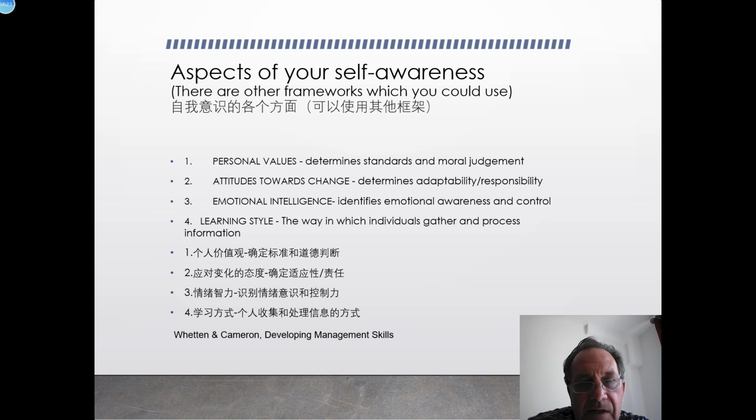Second area is relating to your attitude to change, how adaptable you are, how flexible you are in certain situations, and how that has an impact on how you approach things. Third area is to do with your emotional intelligence, looking at how you're emotionally aware and in control of matters, both for yourself, but also being aware of other people's emotional cues and how you react to those. And the fourth area, which Wetton and Cameron refer to, is to do with different learning styles, the way in which you gather and process information.